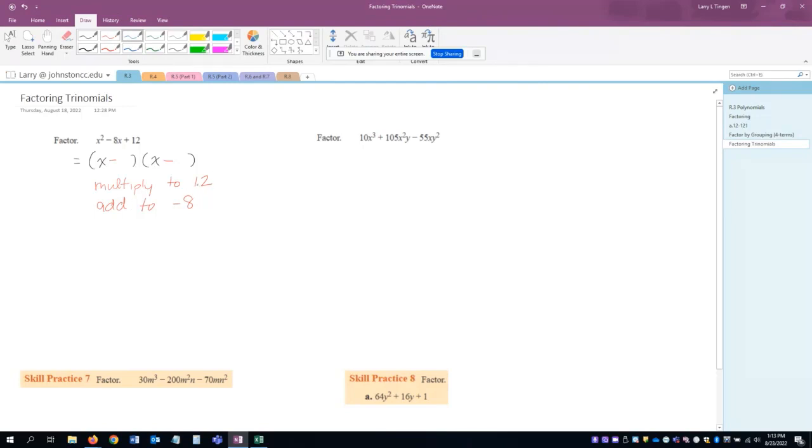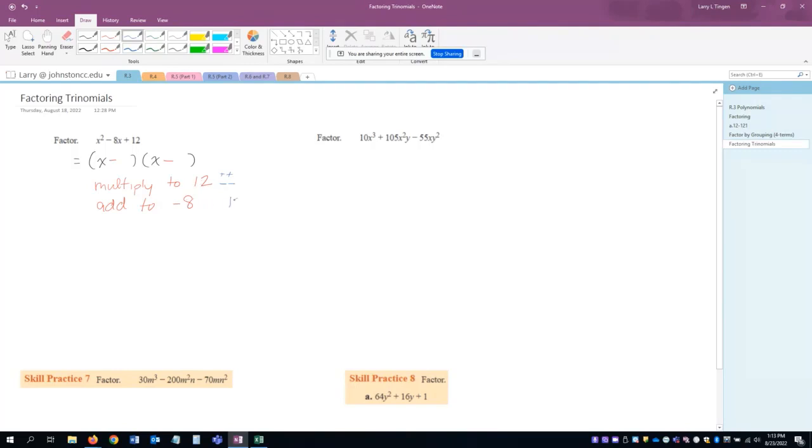Everybody follow that idea? If I multiply to a positive and add to a negative, I know that I can only do this if I have two pluses or two positives or two negatives. If I've got two negatives and I add them together, I get a negative. If I have two positives and add them together, I get a positive. So this must be minus minus. Now, back to the left. So to get these last terms, I need two numbers that multiply to 12 and add to -8. What are they?